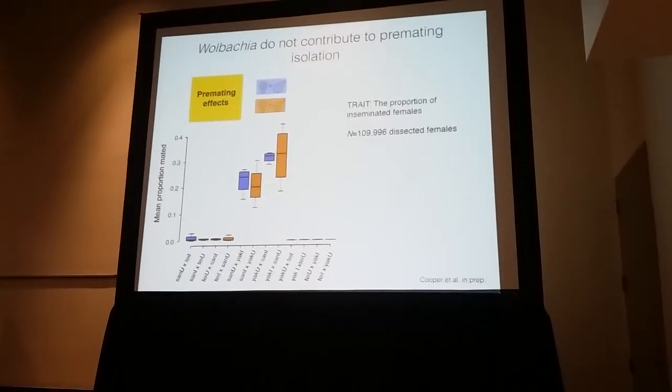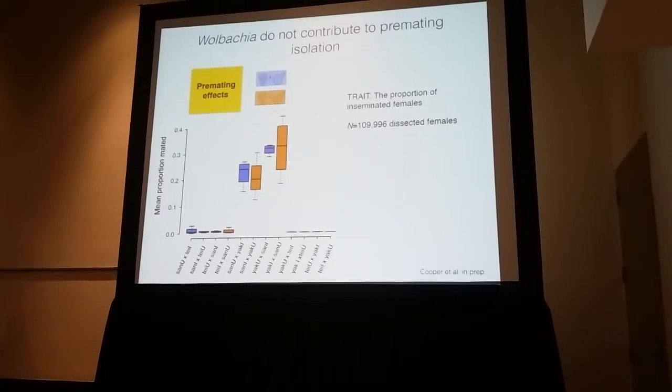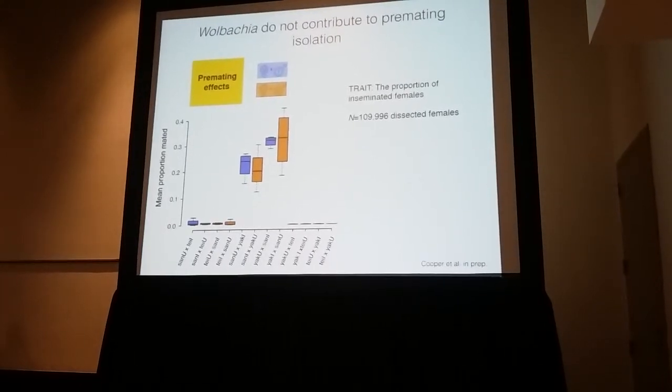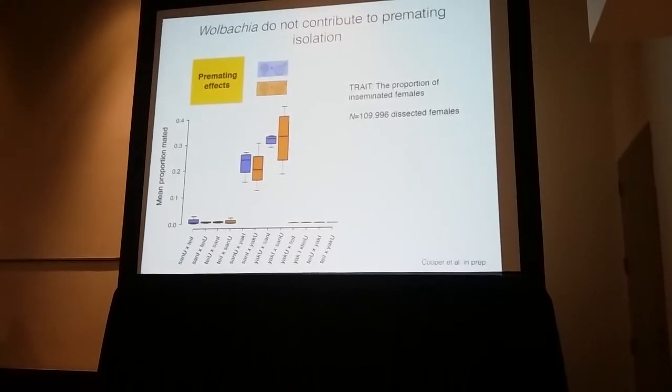Those are reciprocal crosses again. So the cross between uninfected females and infected males, uninfected females are not discriminating against infected males. They're still mating with them at the same rate, given this assay.